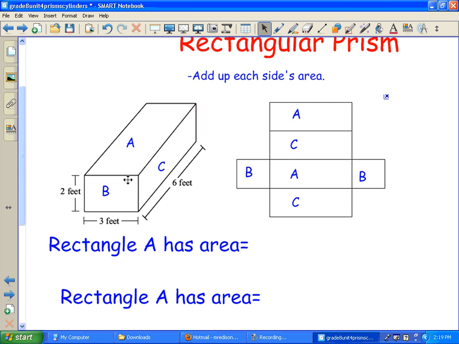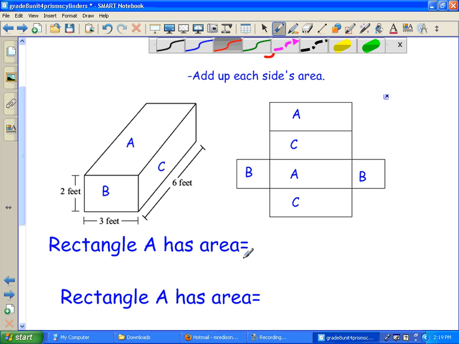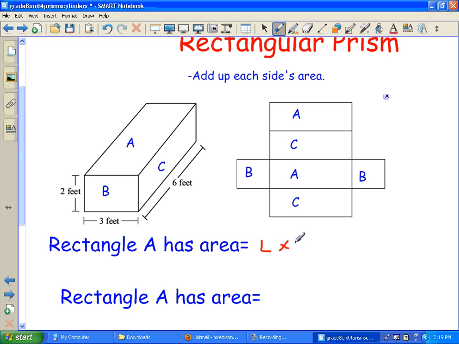So let's take rectangle A. Let's take the top here, which is also the bottom. Remember, the top and the bottom are the same in a rectangular prism here. So rectangle A has area. Well, we do know what the formula for area of a rectangle is. And the area is length times the width. So let's look at the A, the top. It is this much wide, so that's 3 feet, and it is 6 feet this way. So it's going to be 3 times 6, which equals 18 feet squared.